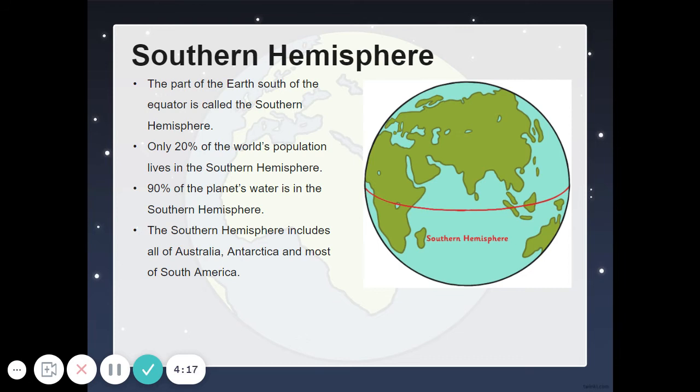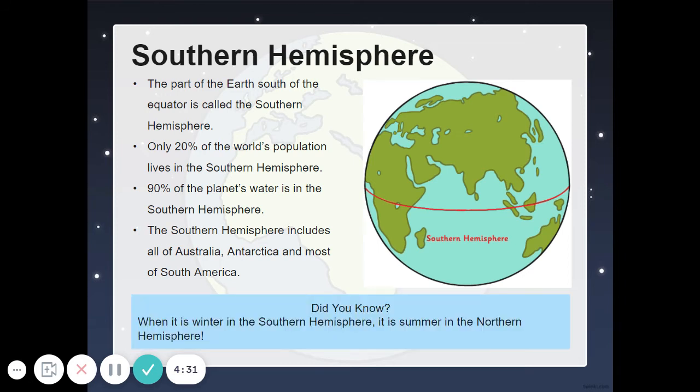And then 90% of the planet's water is in the southern hemisphere. That's a lot of water. The southern hemisphere also includes all of Australia, Antarctica, and most of South America.